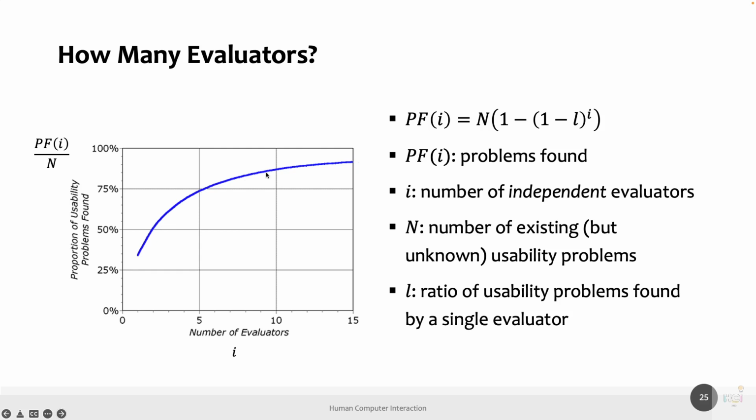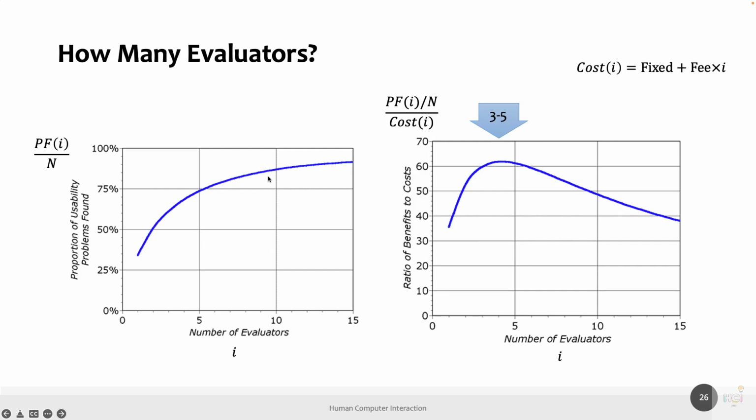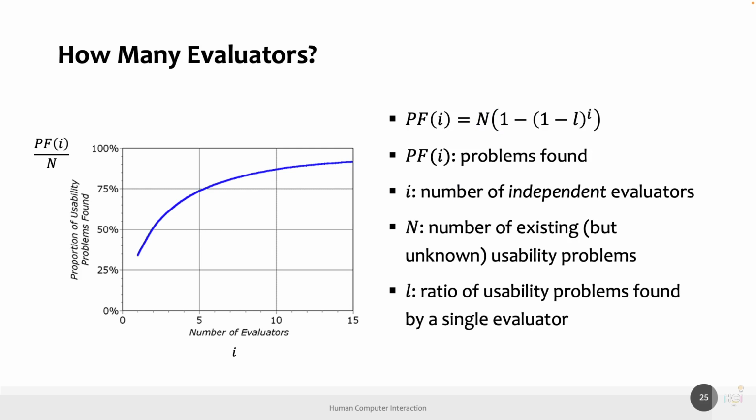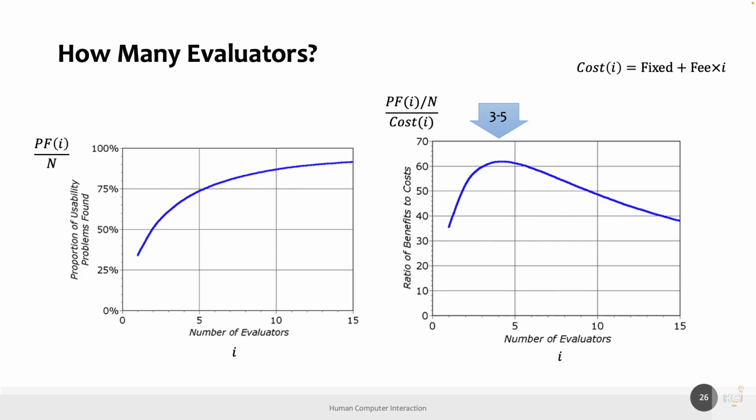So the advantage of having another 5 evaluators is really minimal. It's about, I think, 10%, 15%. And of course, the cost of recruiting more experts increases, and so the advantages of having more than 5 experts decrease. So with 5 experts, you typically find 75% of errors, and that's fine for this kind of evaluation.